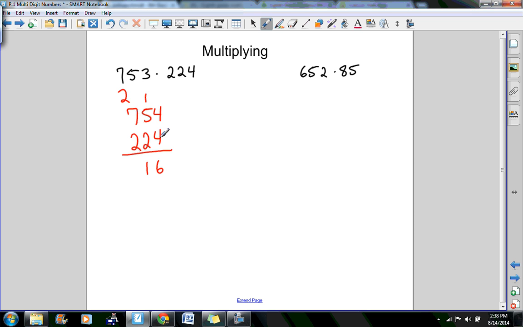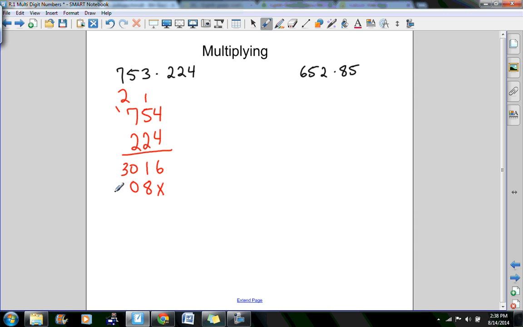7 times 4 is 28. I'm going to add the 2 and get 30. Now, that 4 is done, and so I have to move to the tens place. So I'm going to put an X in the ones place and start at the 10 for this one right here. 2 times 4 is 8. 2 times 5 is 10.